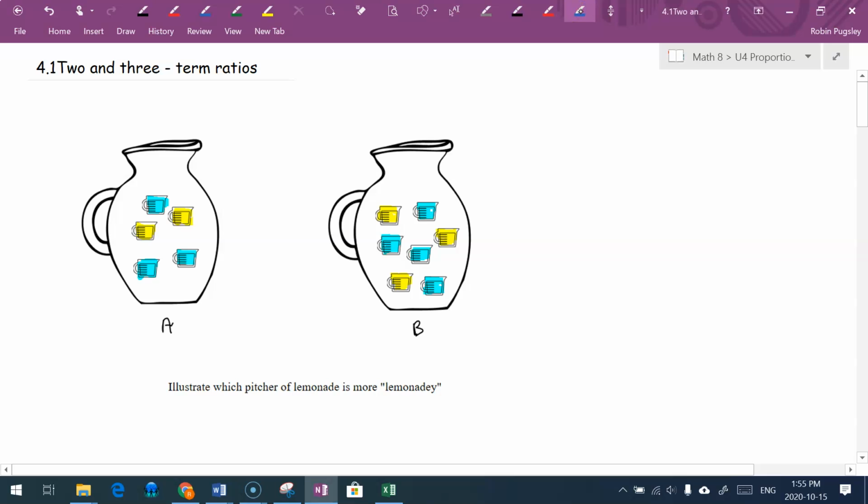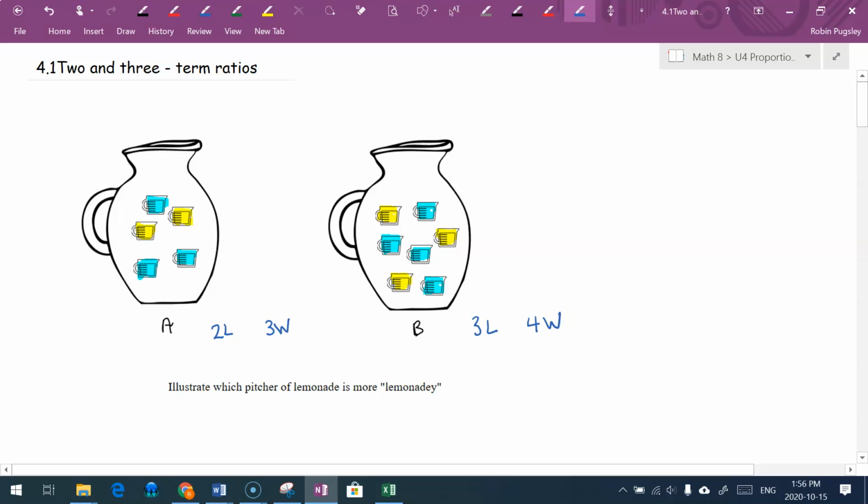So in the first pitcher, we have 2 lemonades for every 3 waters, whether they're cups or whatever, they're just equal amounts. So let's call them cups: 2 cups of lemonade for every 3 cups of water. That is what the recipe calls for, and you get a certain concentration of lemonade, okay? Over here we have 3 lemonades and 4 waters.